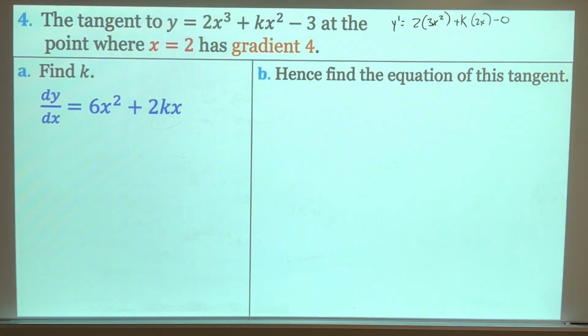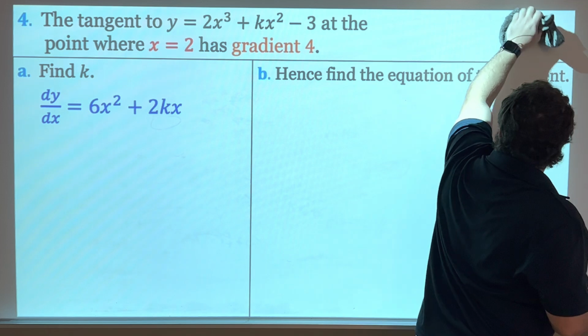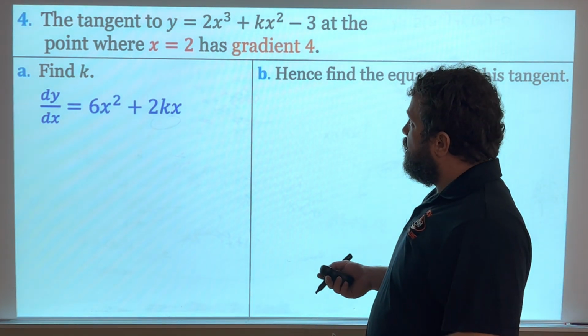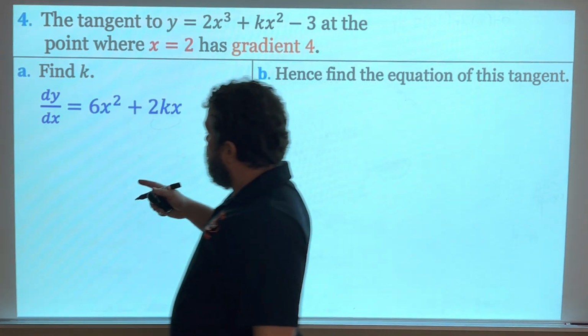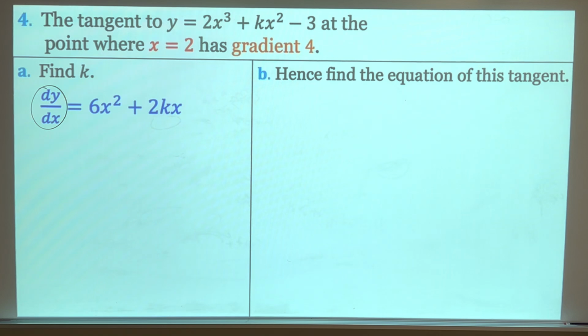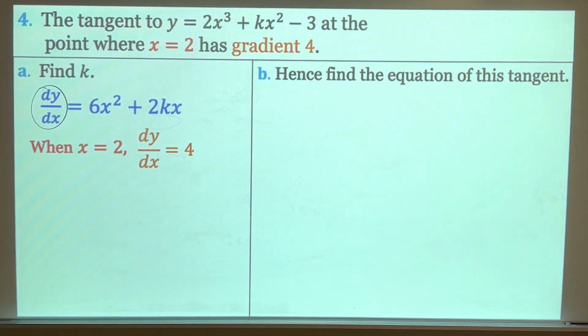Next, what does this say? When x is 2, it has a gradient of 4. So the gradient is the actual answer, right? So what can I do with this 2 and the 4? This is my gradient. All right? So when x is 2 and dy/dx equals 4, solve for k. Go. You're going to plug and solve.